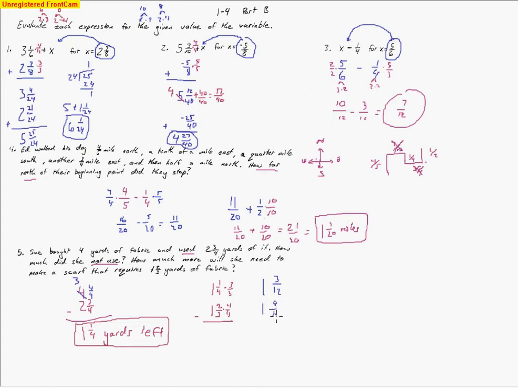Now notice I can't subtract this, so I'm going to end up having to borrow, and that's going to give me that negative number. And so I'm going to add this 12/12 to both sides, and that gives me 15/12. And so when I do the subtraction, I'm coming up with a negative number.